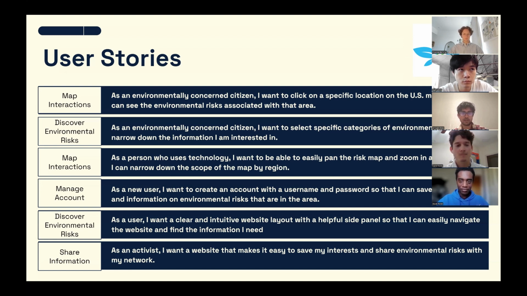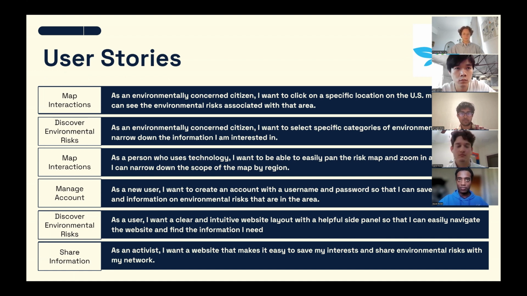The first one is under the core functionality of map interactions. From the user's perspective: as an environmentally concerned citizen, I want to click on a specific location on the US map so that I can see environmental risks associated with that area. Part of the conversation around that might be, okay, how does the clicking function work? Will it click and zoom as I go in? What kind of risk will I see when I click immediately? And the acceptance criteria might be that the map actually does zoom into the location or show the location that the user wants to select, and it has a clearly defined environmental risk there.